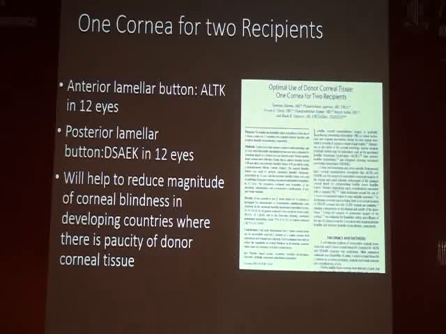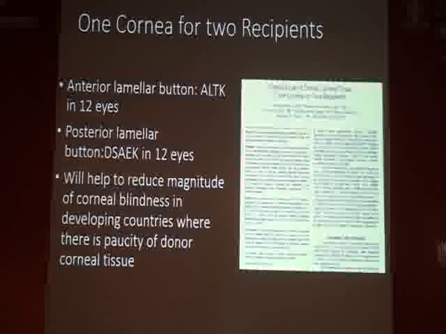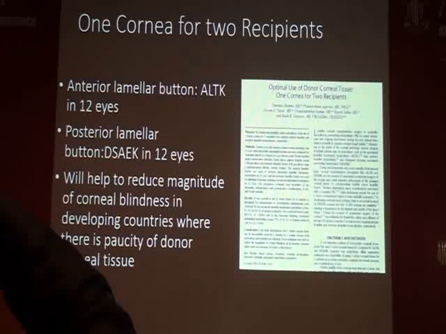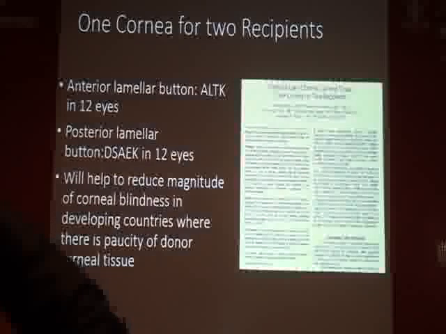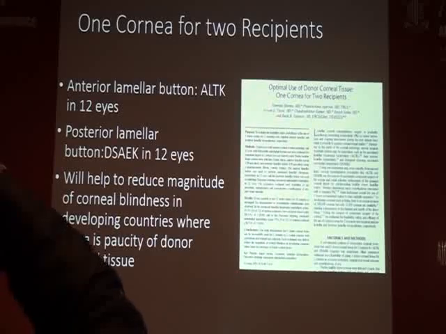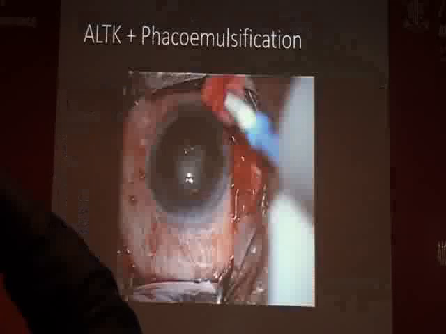And this is a study where we used 1 cornea for 2 recipients for optimal utilization of the cornea. This we published in 12 eyes, where the anterior lamellar button was used for ALTK and the posterior lamellar button was used for DSEK. And this probably has a role in a country like ours, where there is paucity of good quality donor material, and it may help to ameliorate corneal blindness.